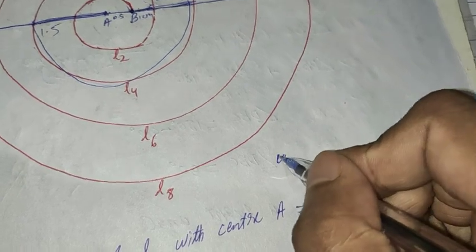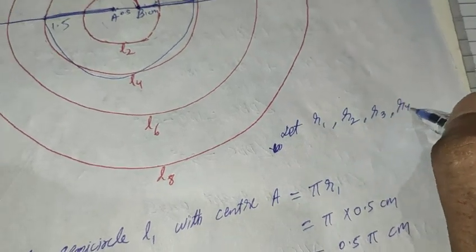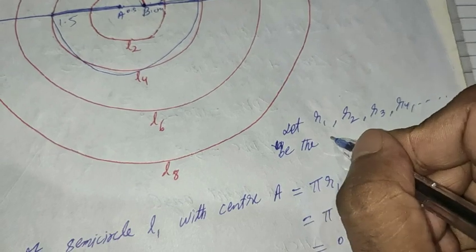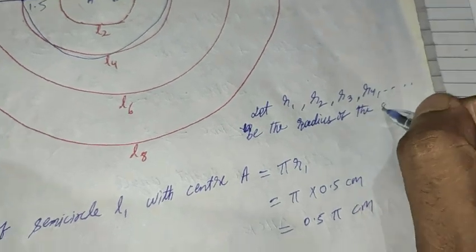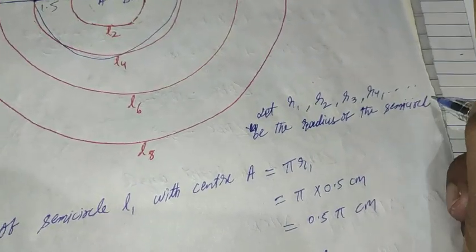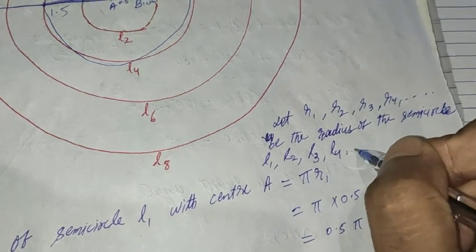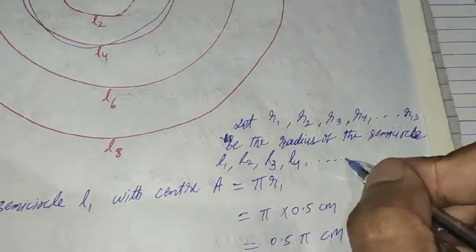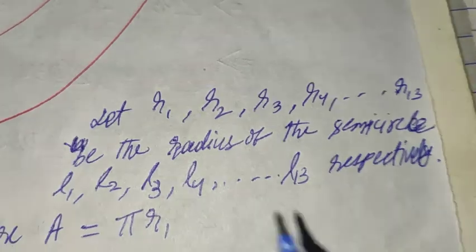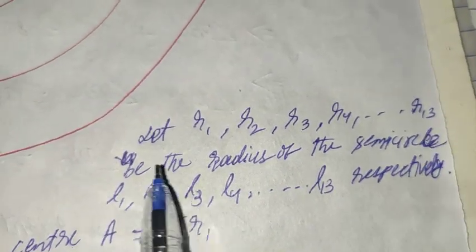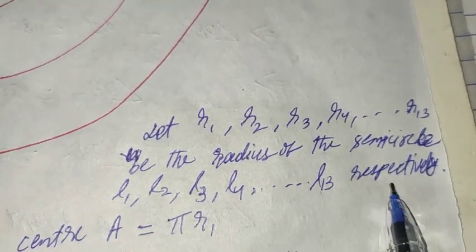Just write, let r1, r2, r3, r4, dot dot dot up to r13 be the radius of the semicircles L1, L2, L3, L4, dot dot dot up to L13 respectively.